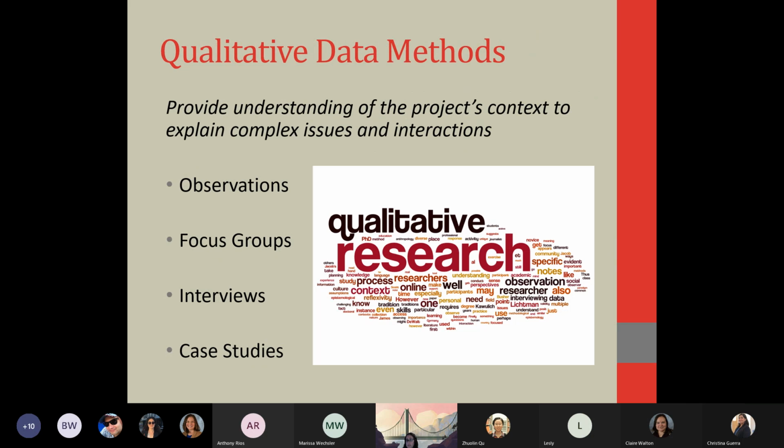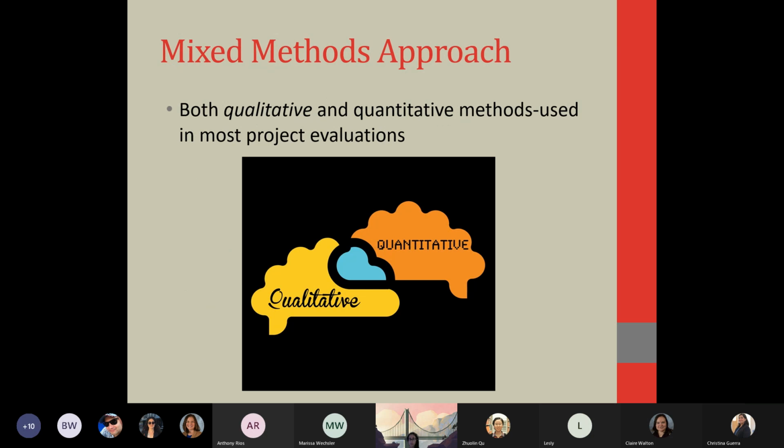Okay, so in terms of qualitative data methods, they provide an understanding of the project's context to explain complex issues and interactions. So examples of qualitative research are observations, focus groups, interviews, and case studies. Now, not all funding agencies, maybe especially not foundations, but a lot of federal agencies like to see both qualitative and quantitative methods in your grant applications. That's what I mostly see, although this has happened to me quite a bit.